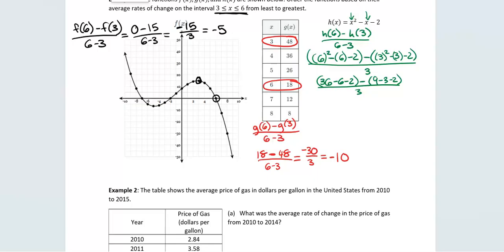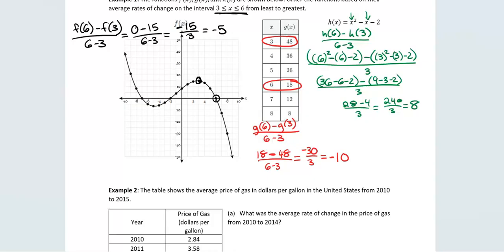36 minus 6 is 30, sorry, because you get down to the 10. So it's 30 minus 2 is 28. 9 minus negative 3 and negative 2 are negative 5, so 9 minus 5 is 4. So this is 24 over 3, which is 8.